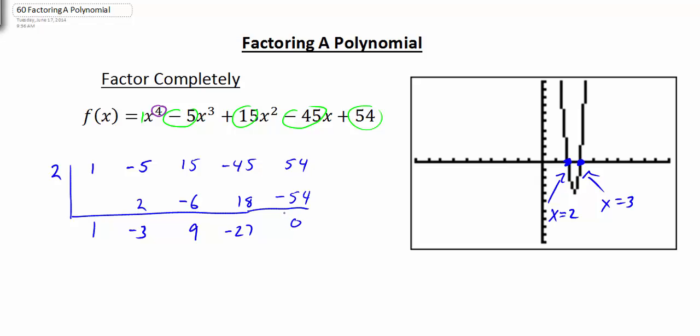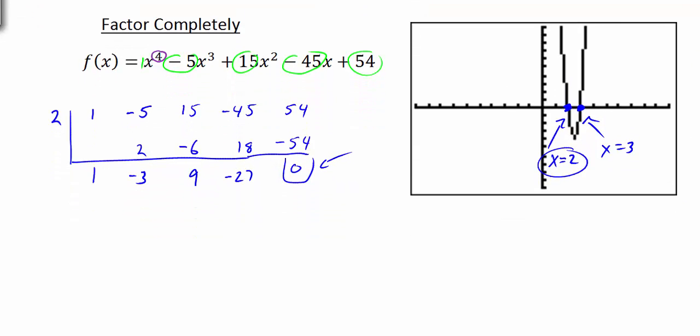Now, at this point, we know from the calculator that x equals 2 is a zero, so this better come up with a remainder of 0. Otherwise, we've made a mistake either in our division or when we put the function into the calculator. So this has to be a remainder of 0 if x equals 2 is a zero. All right, now we want to continue to break this down. This was originally x to the fourth, so our term here is 1x cubed minus 3x squared plus 9x minus 27.